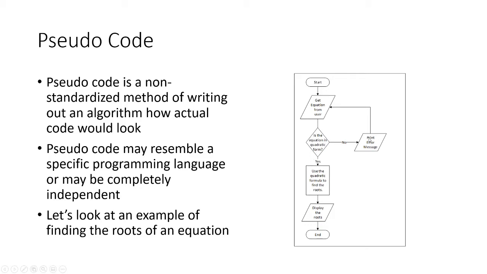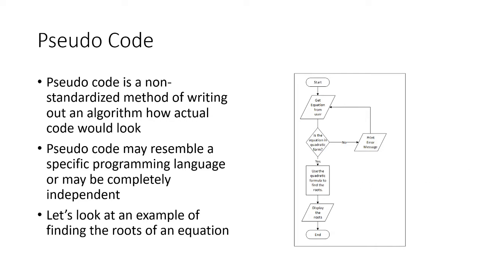If it's not, we're going to display an error message and say, please enter a quadratic equation, and go back to the top to continue with the algorithm, and we'll keep going in this loop until they give us a valid equation. Once we have the equation and we know it's valid, we're going to go ahead and use the quadratic formula to solve our roots, and then we'll go ahead and display the roots to the user, and we end our program. So what happens when we want to do this in pseudocode?